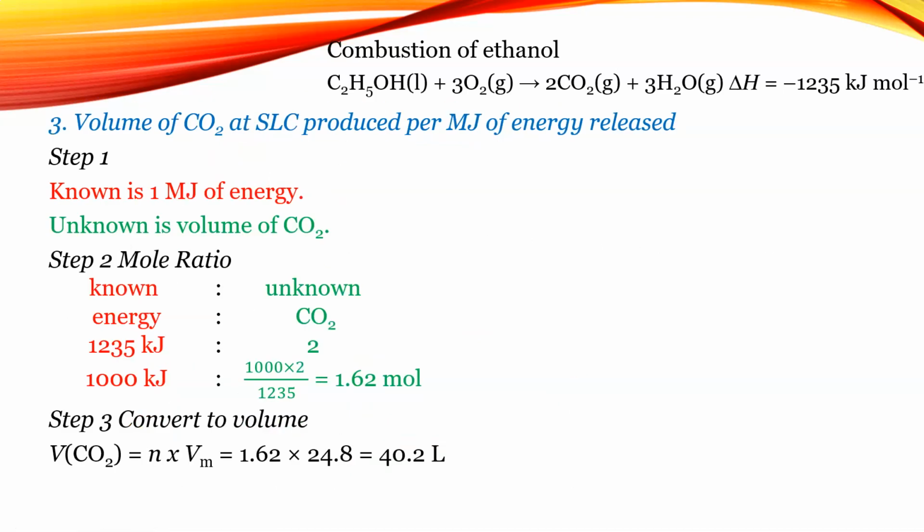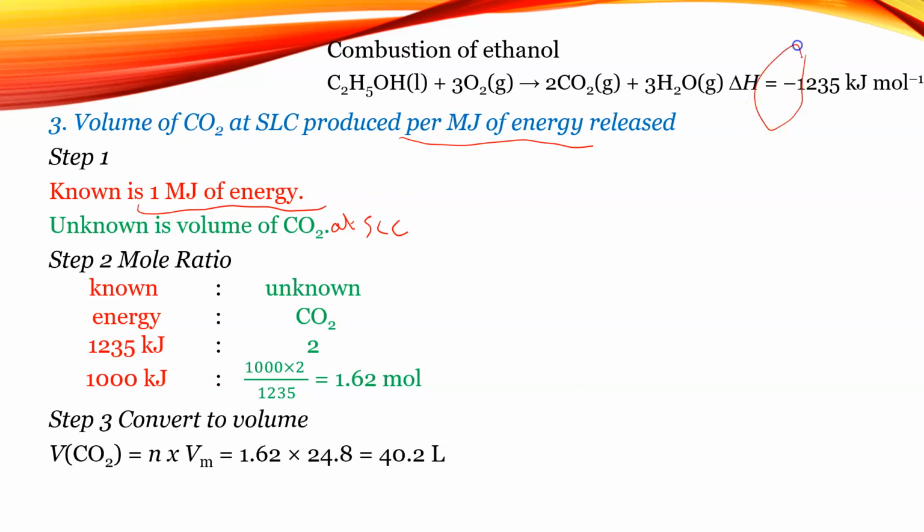Next one is the volume of CO2 at SLC produced per megajoule of energy. So this time the megajoule of energy is the known, and it's 1. So 1 megajoule of energy. The unknown is what volume of CO2 at SLC. So we pop the energy in, energy to CO2 ratio, so it's 1235 to 2.